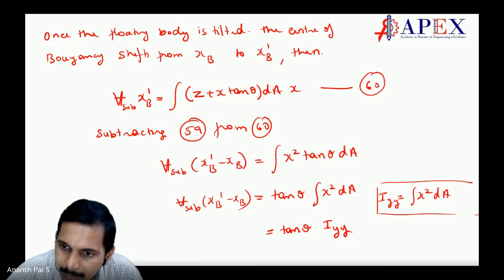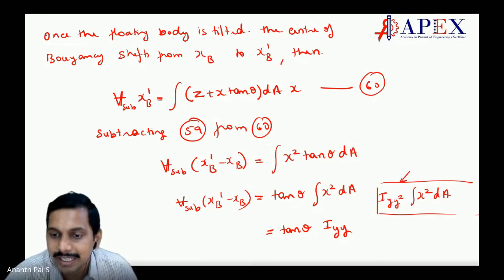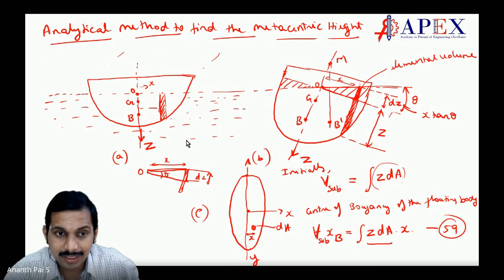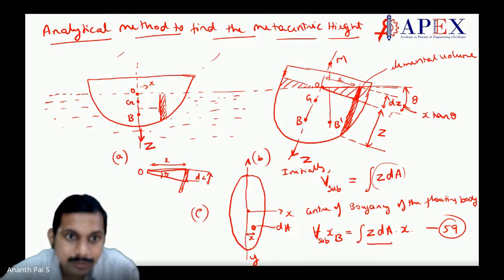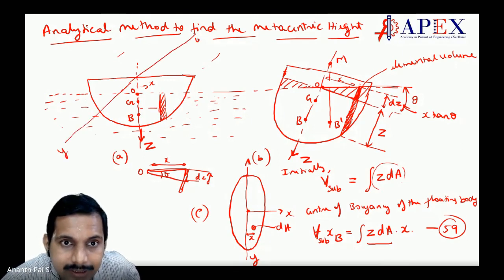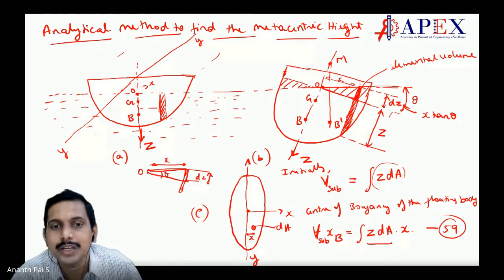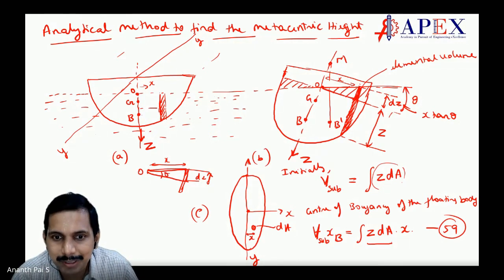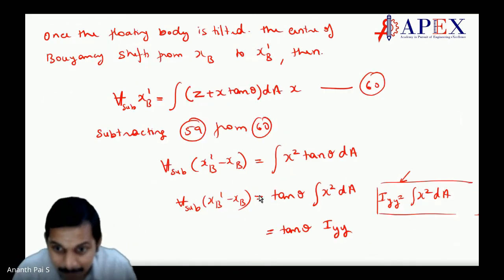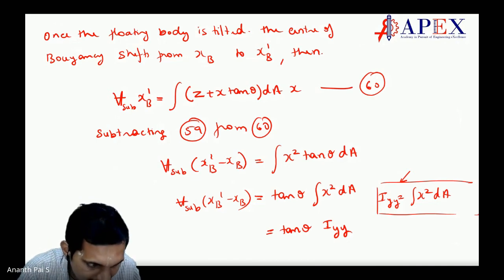What is that? Moment of inertia with respect to the y-axis. So where is the y-axis? The y-axis is this. It is very important to know the moment of inertia with respect to this axis. With respect to the y-axis, you have to take the moment of inertia. I hope you get the point. Very important point to understand. So that is I.